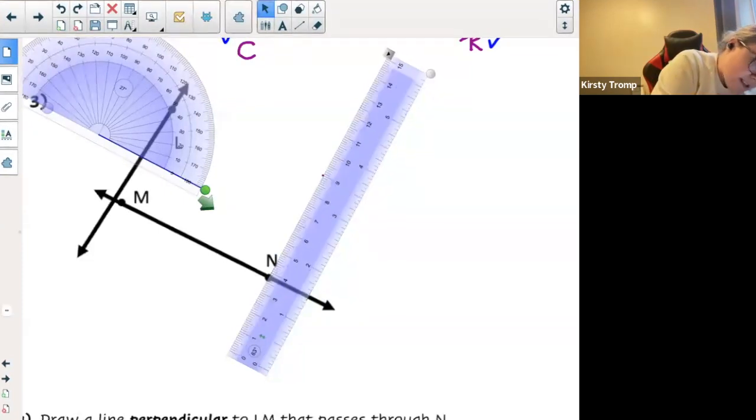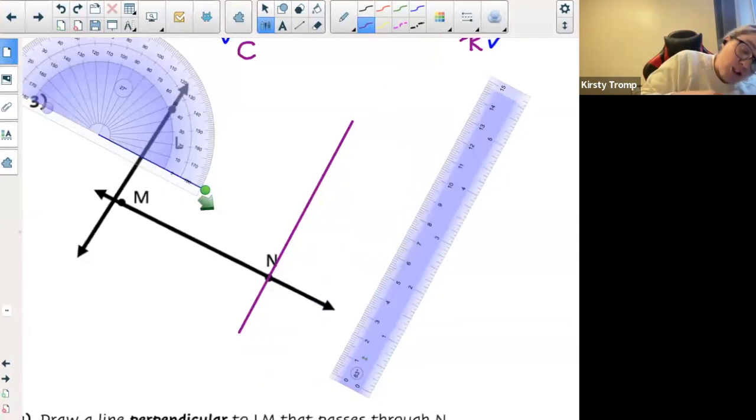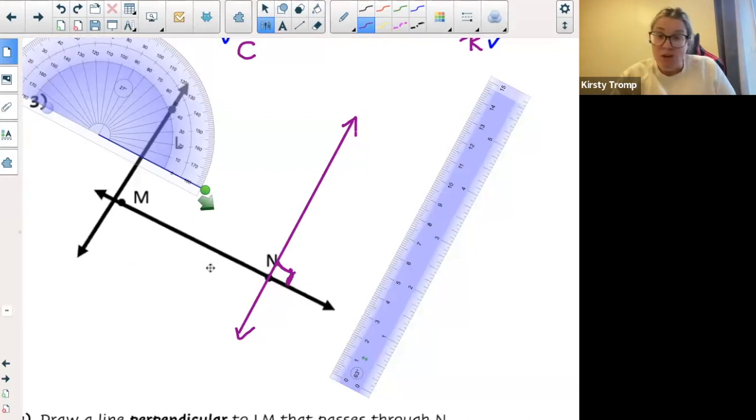All right. Once I do that, I can take my ruler and my pencil and draw a line. If they've asked me to draw a line, I must really be careful about what they've asked me to draw. They asked me to draw a line, so a line has 2 arrows. They asked me to make it perpendicular. So I need to make sure that I draw the square.